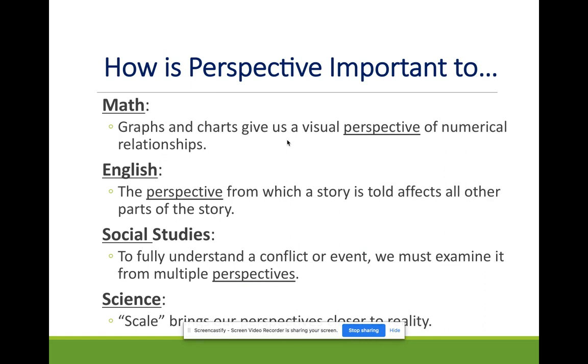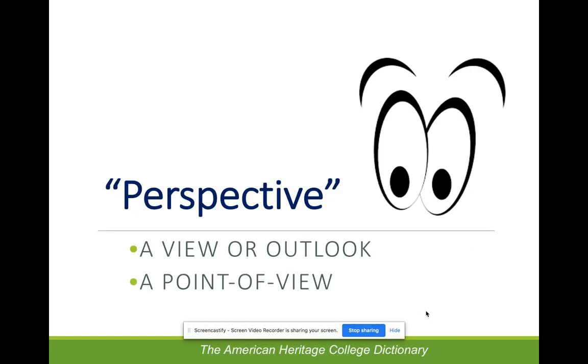If we were going to do it in all classes, this is how perspective ties in. Graphs and charts, these are understandings. Graphs and charts give us a visual perspective of numerical relationships. The perspective in which a story is told affects all other parts of the story. So true. Social studies: to fully understand a conflict or an event, we must examine it from multiple perspectives. Again, so true. Scale brings our perspectives closer to reality. Pretty cool, huh? Okay, so that's perspective.